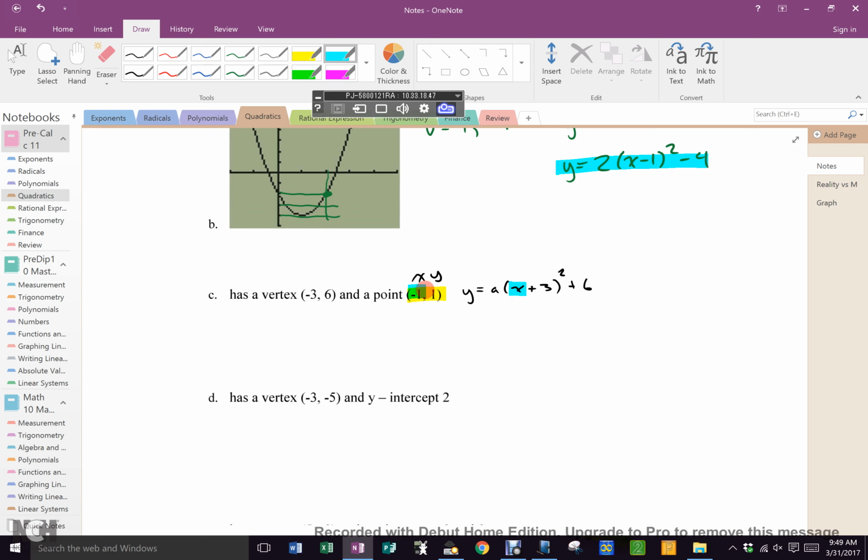Damn right. All right, so what is this going to become? What is going in instead of y? 1 equals a. What's going in instead of x? -1 plus 3 squared plus 6. Now we just work this out, yes? What is -1 plus 3? 2. What is 2 squared? 4. So I have 1 equals 4a plus 6, yes?